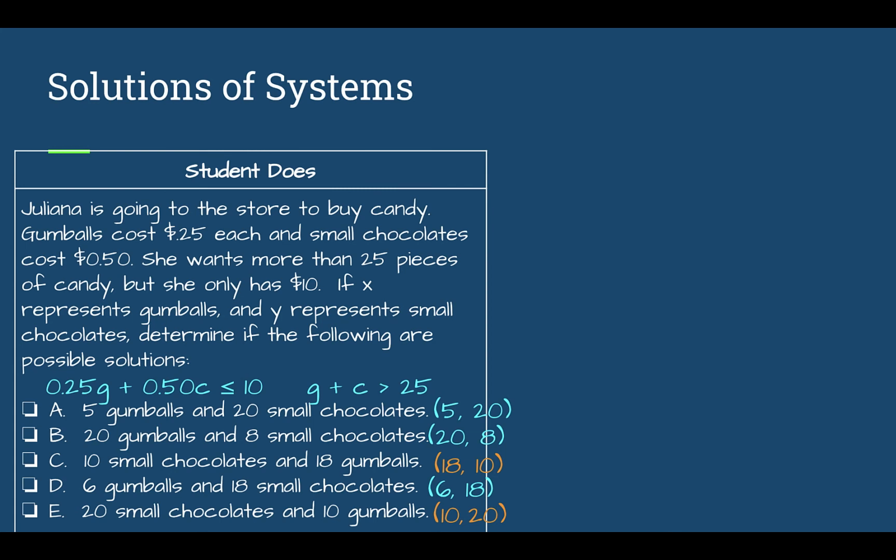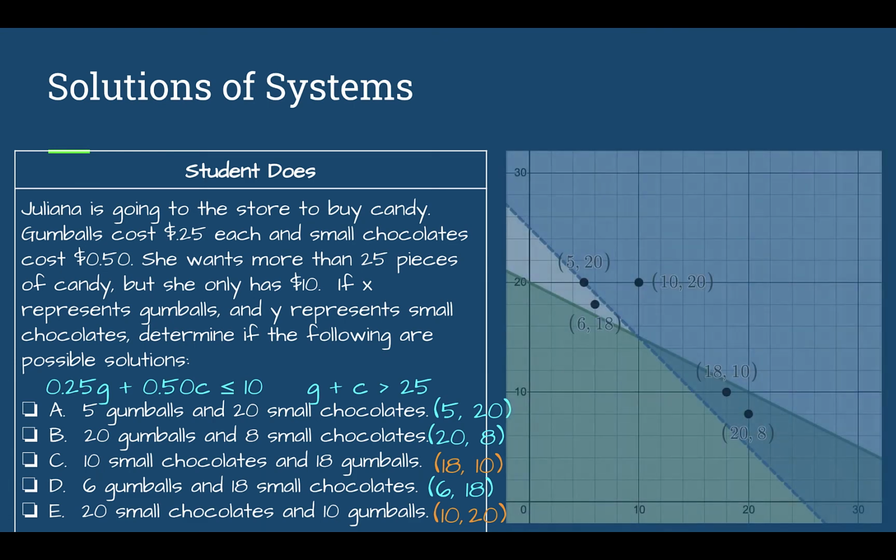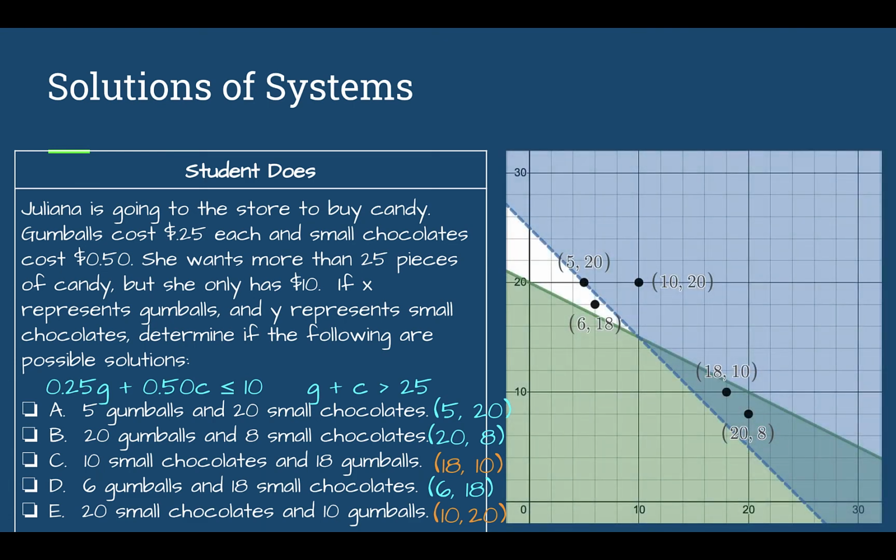So C and E, make sure you switched them. 10, 18 should actually be 18, 10, and 20, 10 should be 10, 20. If you graph them, you can see there are two of the combinations that fall in that double shaded region, 18, 10 and 2, 8. So B and C.